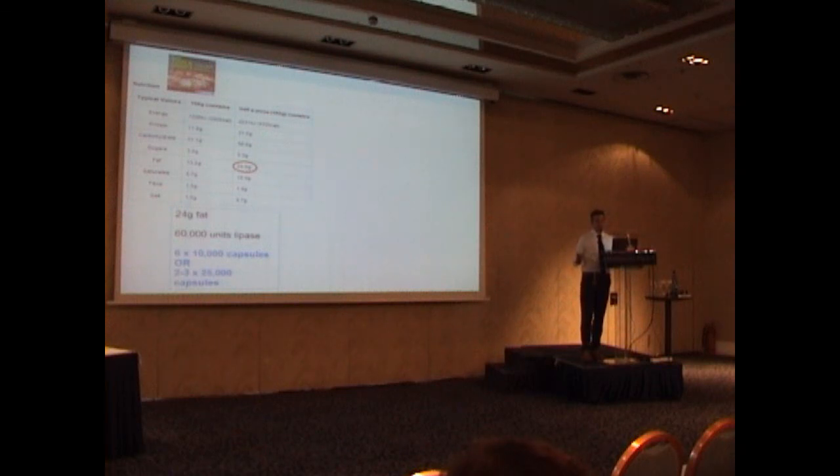4 grams of fat needs 10,000 units. So 24 divided by 4 equals 6. So the child will require 60,000 units of lipase. So that's 3 Creon 10,000 if they're going to eat half the pizza. And it's important that our families understand how to do this calculation so they take the right amount.